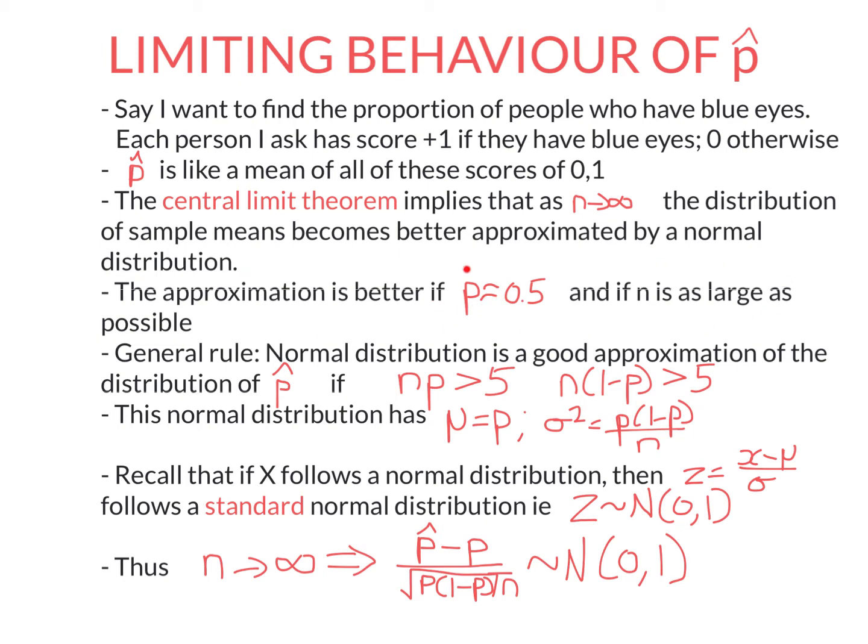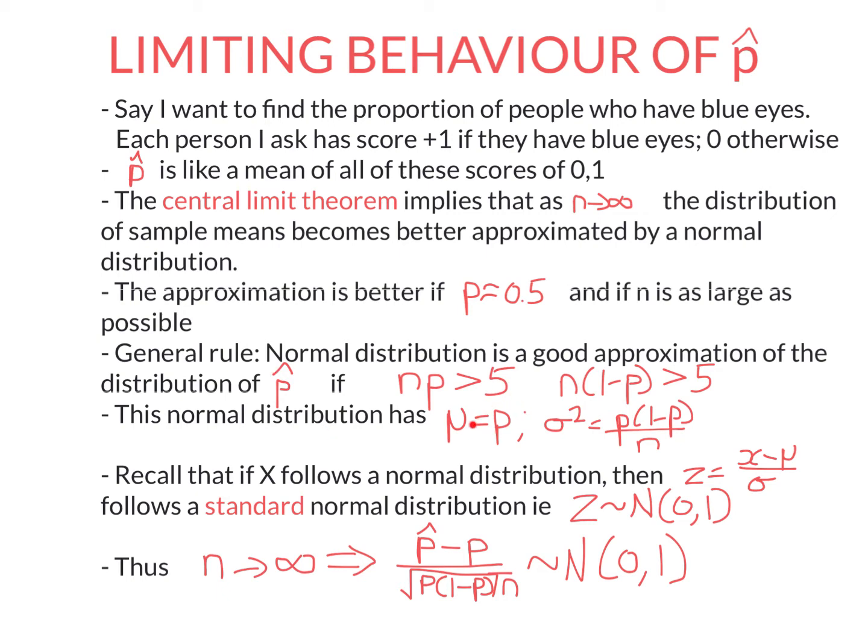So in this rule here, I said p is close to 0.5 and n is as large as possible. They're not really concrete rules. So the rule we're going to use is that the normal distribution is a good approximation of the distribution of p hat, the sample proportion, if both of these are true: if n times p is greater than 5 and n times 1 minus p is greater than 5. This is just basically how we're going to test if p is close enough to 0.5 and n is large enough. So p hat will follow a normal distribution.